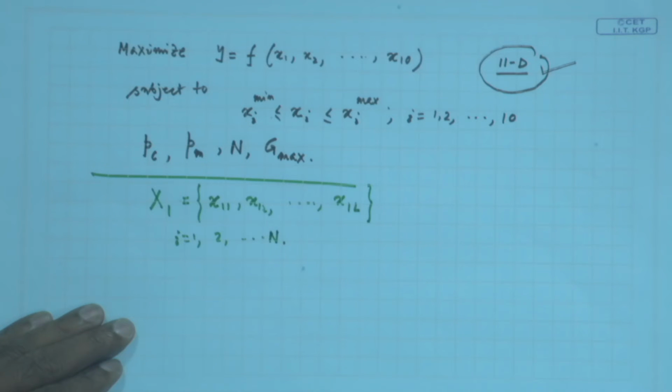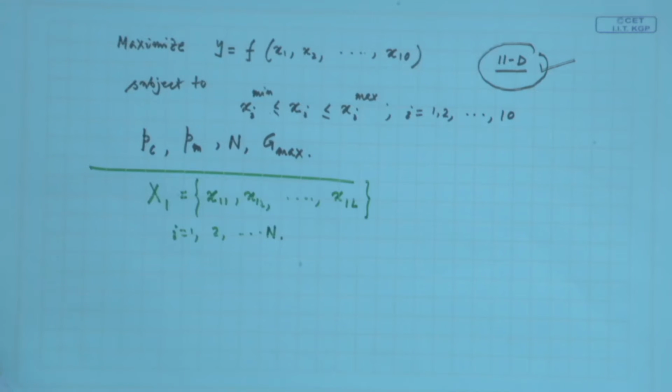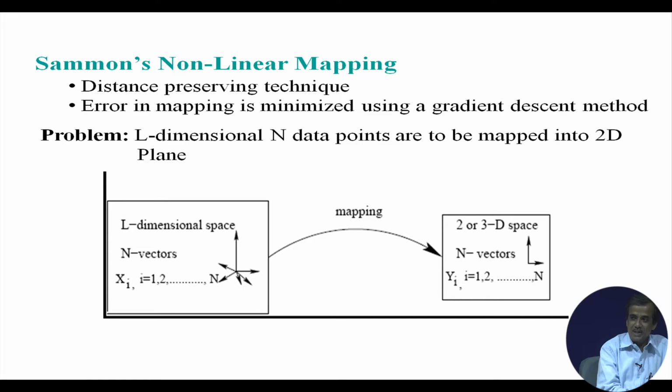Now, what is our problem? Our problem is to do the mapping from this L dimensional space to 2D or 3D. That means in 2D or 3D, once again there will be capital N data points, but they will be in either 2 dimensions or 3 dimensions. Now, let us see how to do this particular mapping.